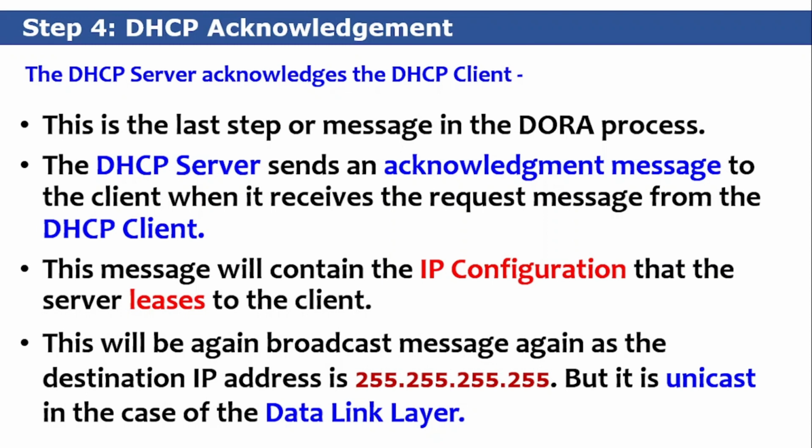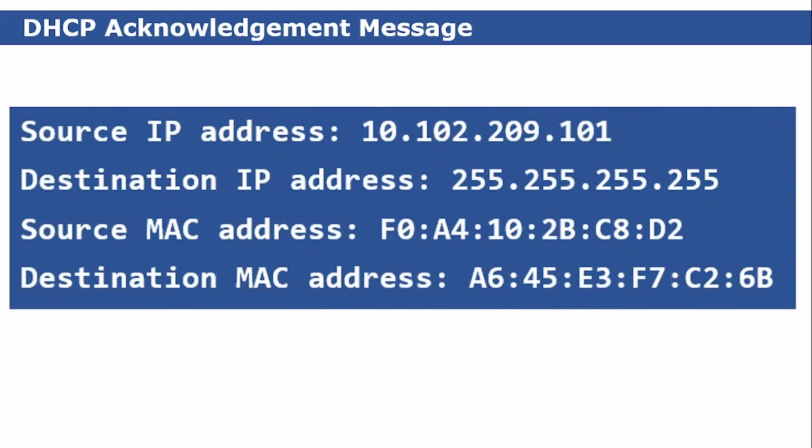This will again be a broadcast message using the same IP, that is 255.255.255.255, but it is unicast in the data link layer because everyone now knows the MAC address of the client and the server knows their MAC addresses. And this is how our acknowledgement message looks. So we are going to see all these things in our lab session.